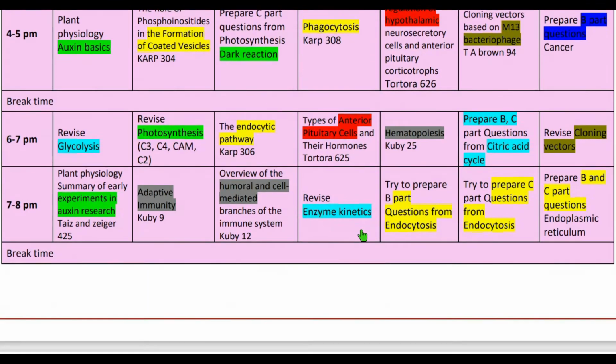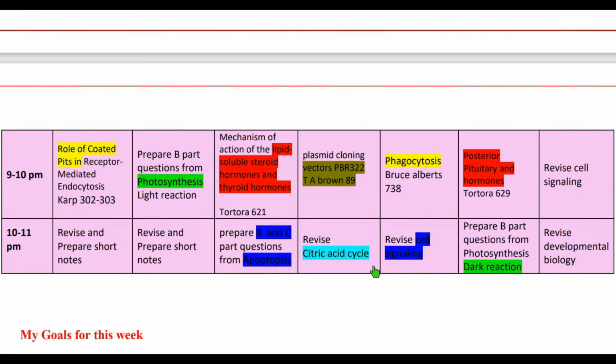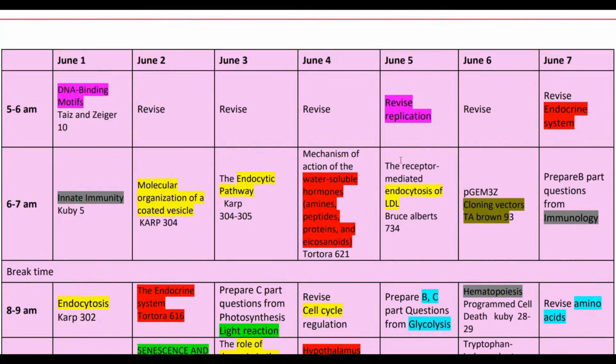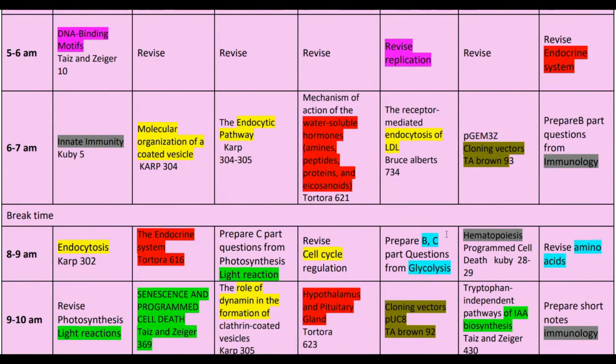7 to 8 p.m., revise enzyme kinetics. 9 to 10 p.m., plasmid cloning vectors, pBR322. Which book to refer? T.A. Brown. 10 to 11 p.m., revise citric acid cycle. June 5th. Morning 5 to 6 a.m., revise replication. 6 to 7 a.m., the receptor mediated endocytosis of LDL. Which book to refer? Bruce Alberts. 8 to 9 a.m., revise cell cycle regulation.